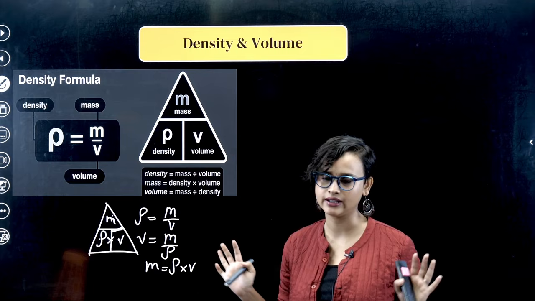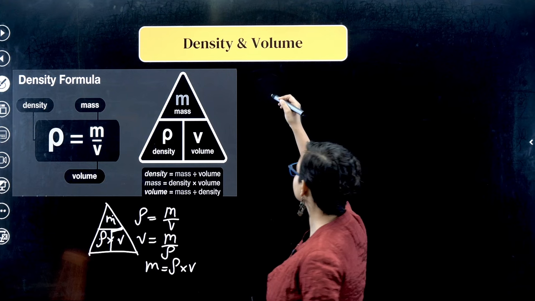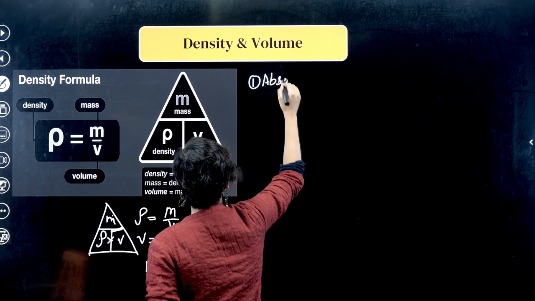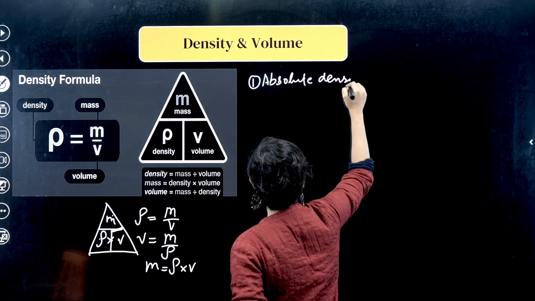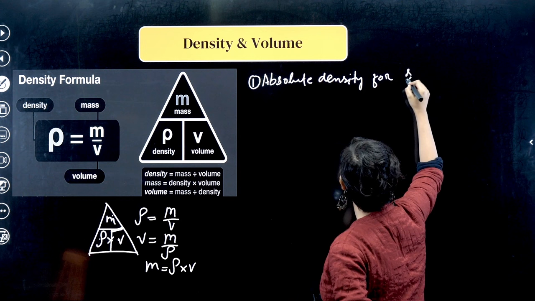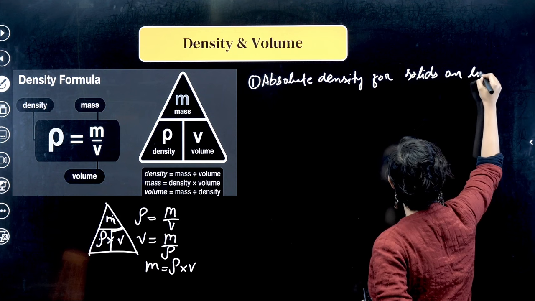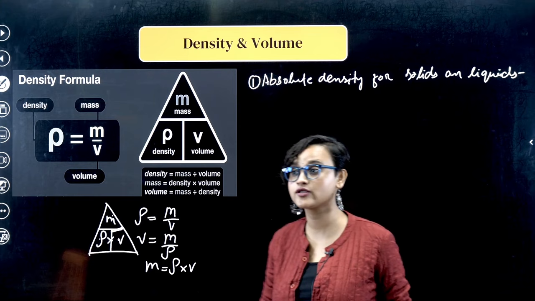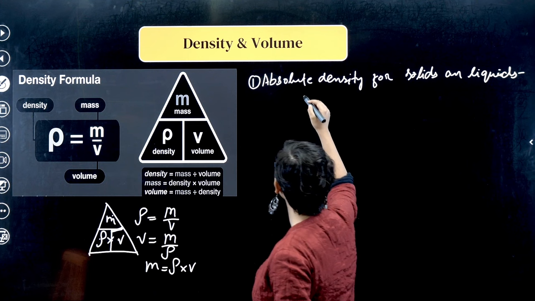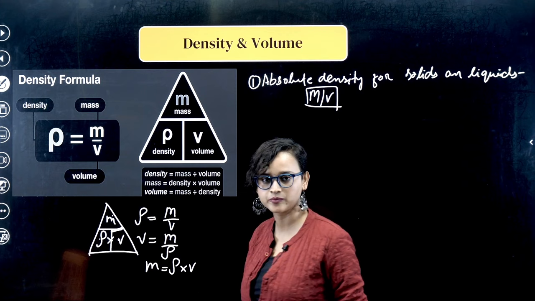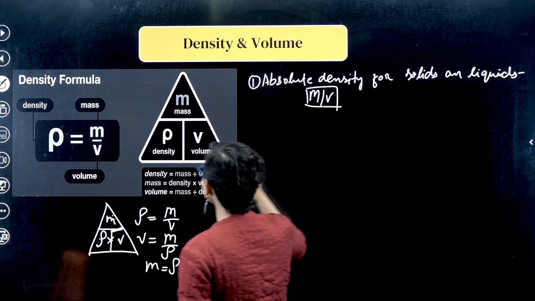All right. Now, in case of density, there are two things, okay? One is your absolute density. What is your absolute density? Yes. Now, absolute density for solids and liquids, right? This is your case one. Absolute density for solids and liquids is basically mass by volume, okay? That is your absolute density. Alright, then comes something called relative density. So let me write that here.